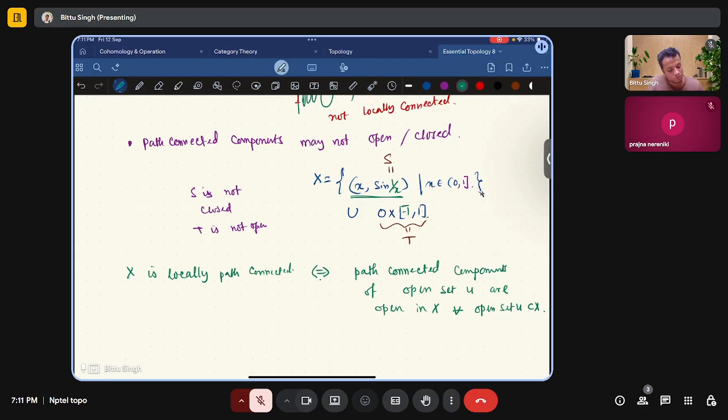Okay, so one important property is that if X is locally path connected, then path connected components are open. In general, path connected components may not be open. We have already seen this may not be open, but if X is locally path connected, then path connected components are open. Okay, is it clear?